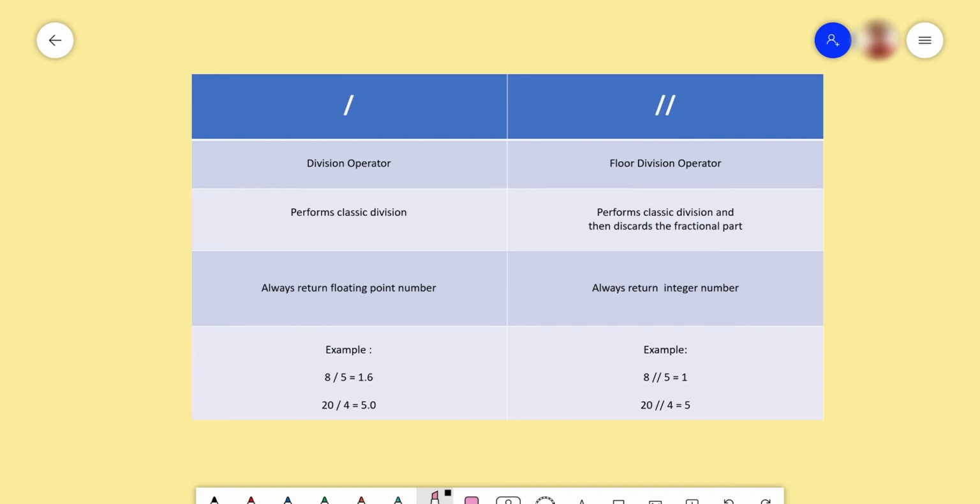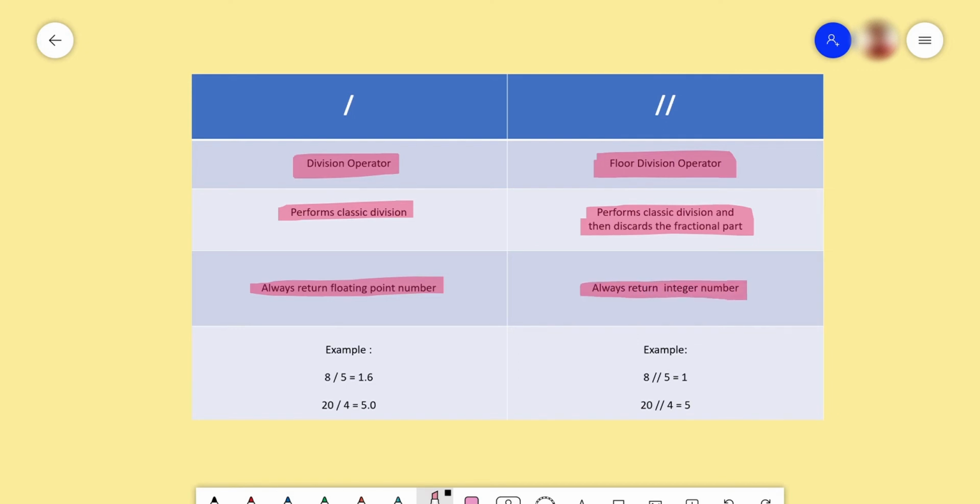in Python. So let's see the difference. Slash stands for division operator in Python, whereas the double slash stands for floor division operator. Single slash performs classic division, whereas double slash performs classic division and then discards the fractional part. Single slash always returns a floating point number, whereas double slash always returns an integer number.